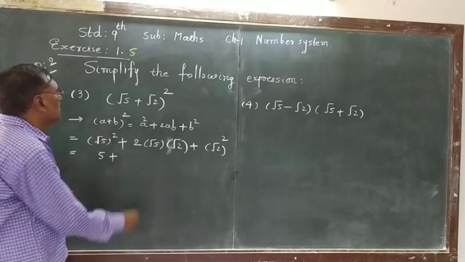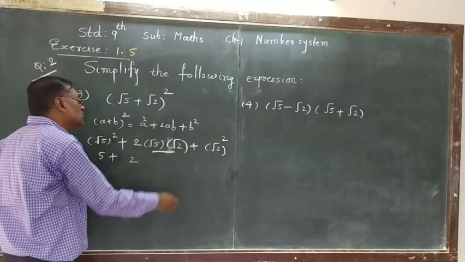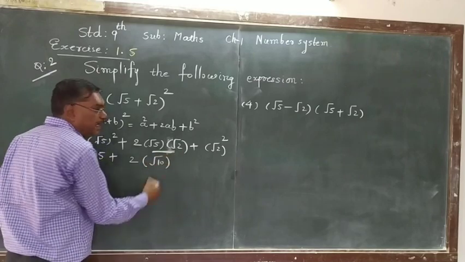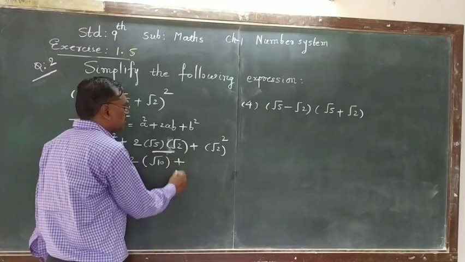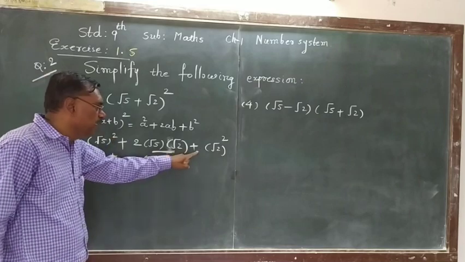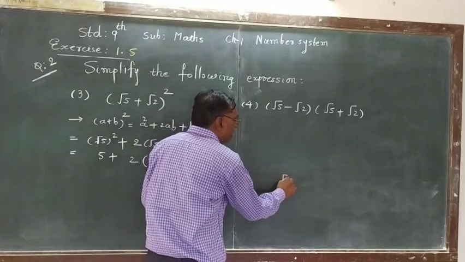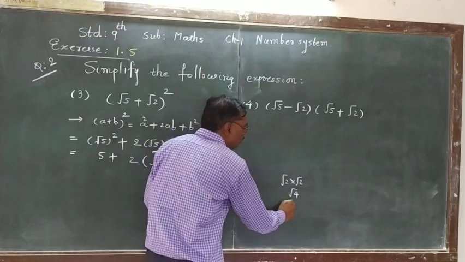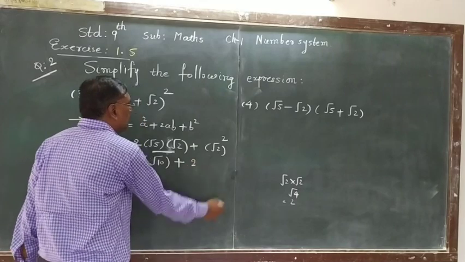Plus, this is 2. Now multiplying these two, because both are root numbers, we can multiply easily. Root 5 multiply root 2 is root 10. Plus root 2 square. As we obtained root 5 square, you can easily obtain root 2 square. Root 2 multiply root 2 is root 4, and the square root of 4 is 2. Same thing, so we can write here 2.